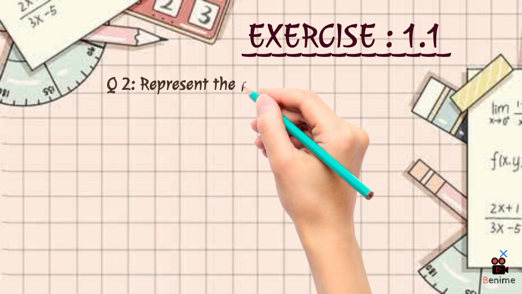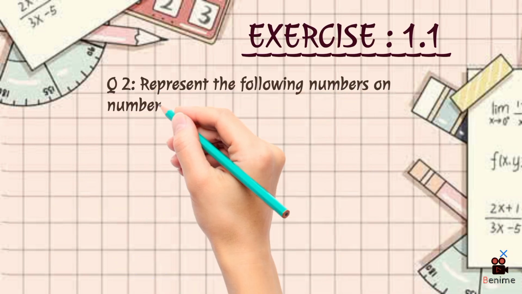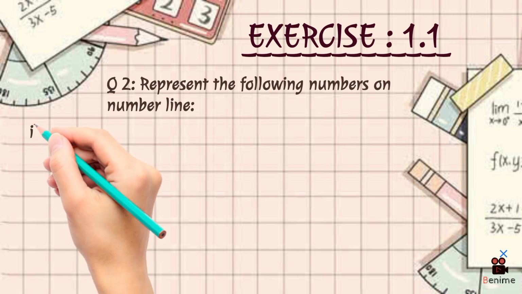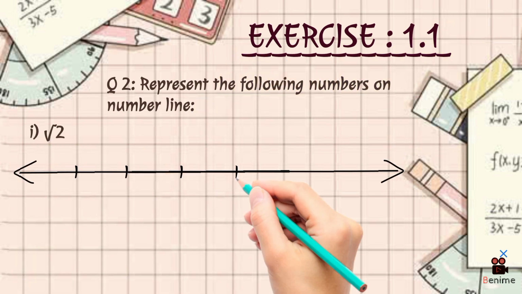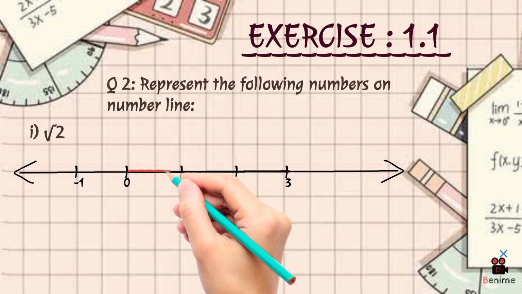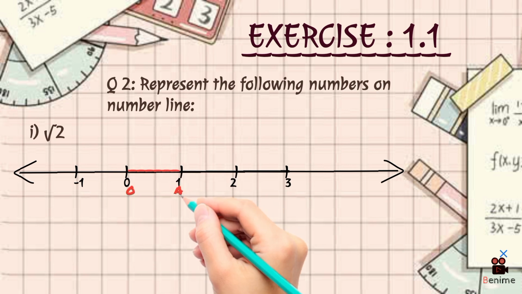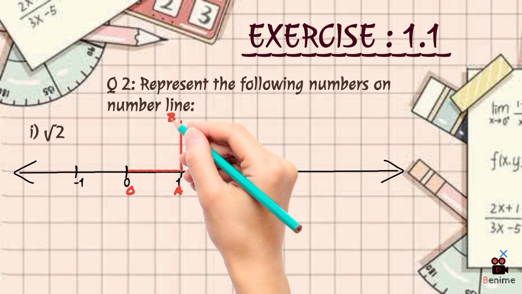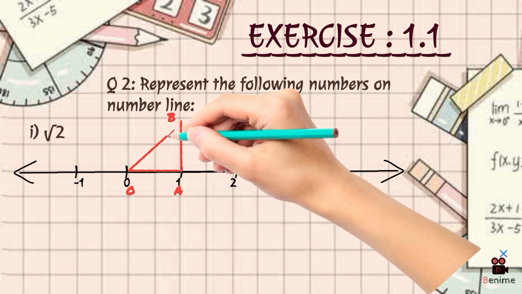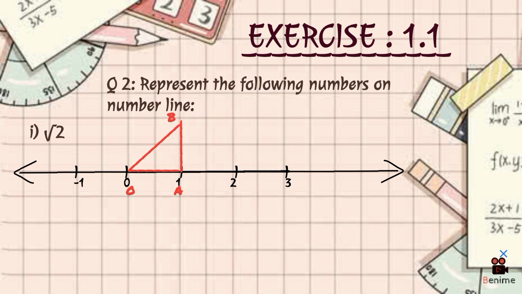Now question number 2 is, represent the following numbers on the number line. First is square root 2. Draw a number line and mark points. Take points O and A. At point A, draw a perpendicular line AB equals 1 unit. Join O and B. Now it has become a right triangle.